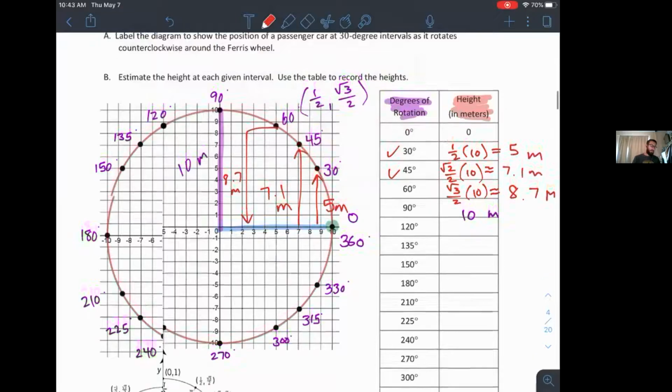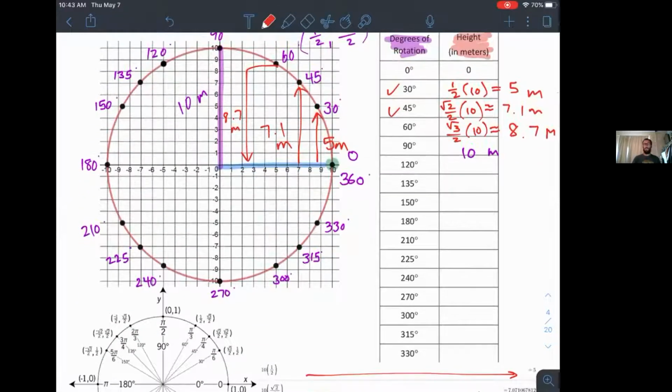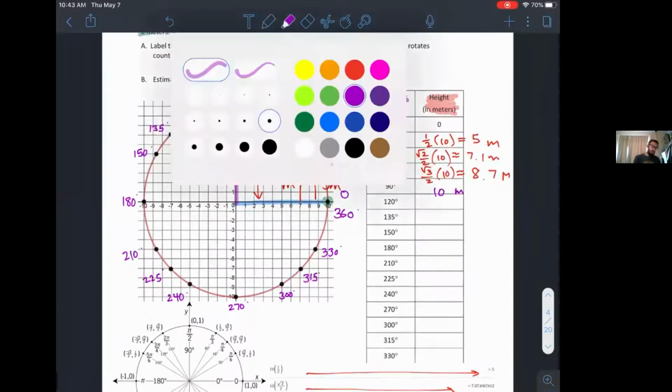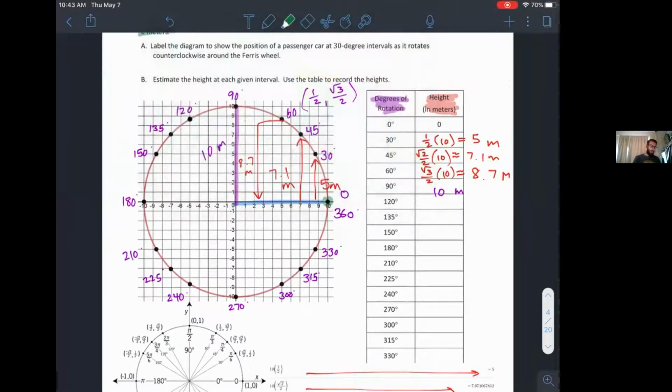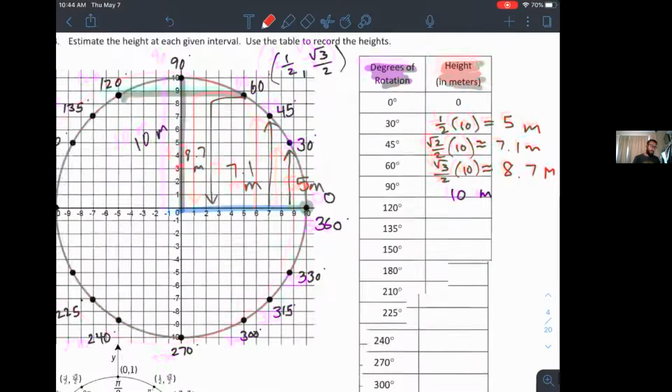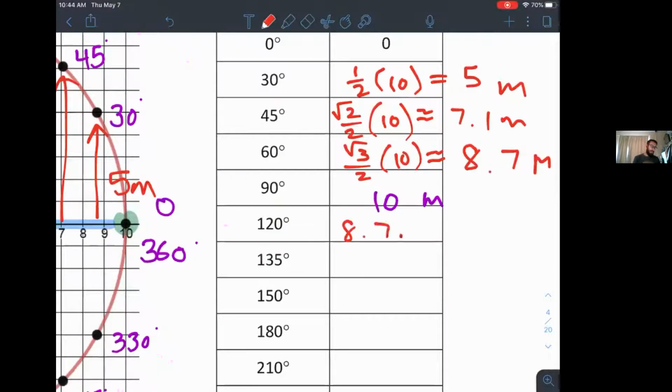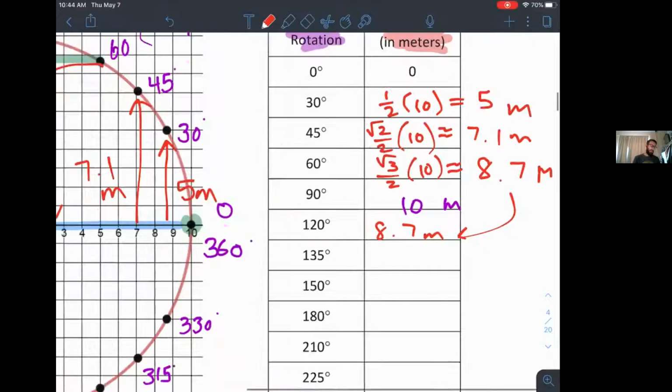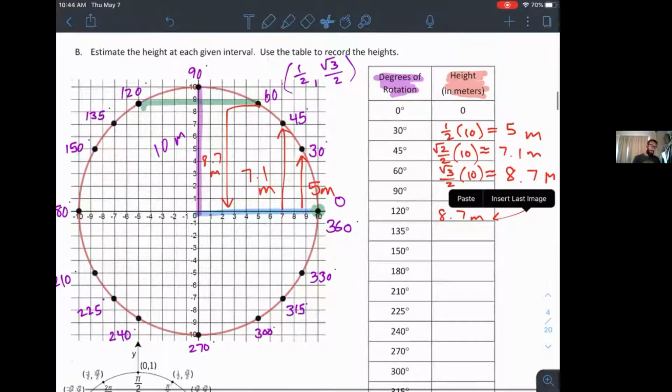Okay, now to finish this off real quick, we don't need to go through this process a bunch more times, and here's why. Once we know the 60-degree, I'm just going to draw a vertical line, we know the 120-degree angle. So all I'm going to do is figure out what my value was at 60 degrees, 8.7, and copy it down to 120. Sorry, I'm supposed to be using an eraser.